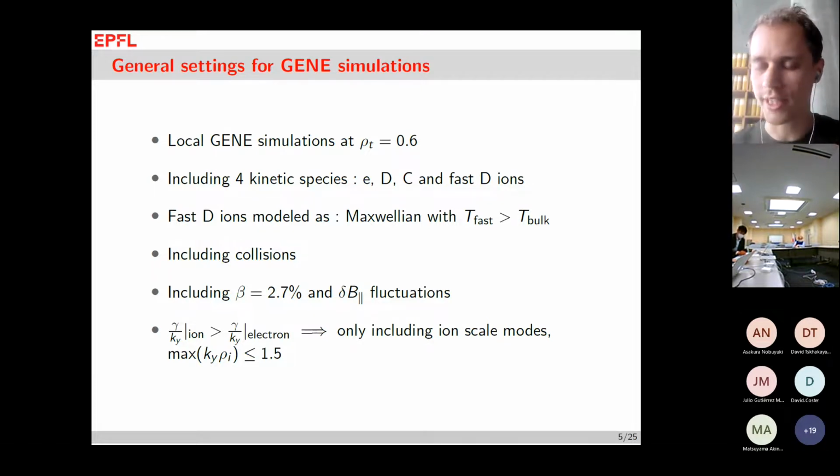We will not consider ETG scales here, even though we have ETG modes, because their multi-scale interactions between ion and electron scales is predicted to be quite small, as can be computed through this ratio here. So here we take the growth rate and compare it to the wave number at ion and electron scales. And if it's larger, then we can assume that the multi-scale interactions should be small. So in general, in our simulations, we will just focus at what happens at the ion scales.